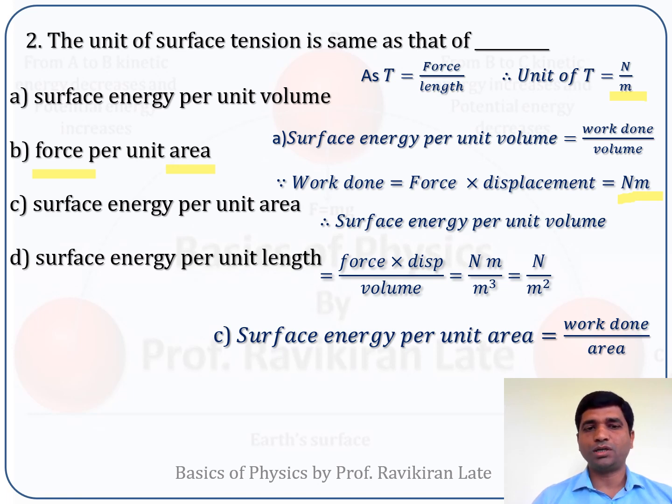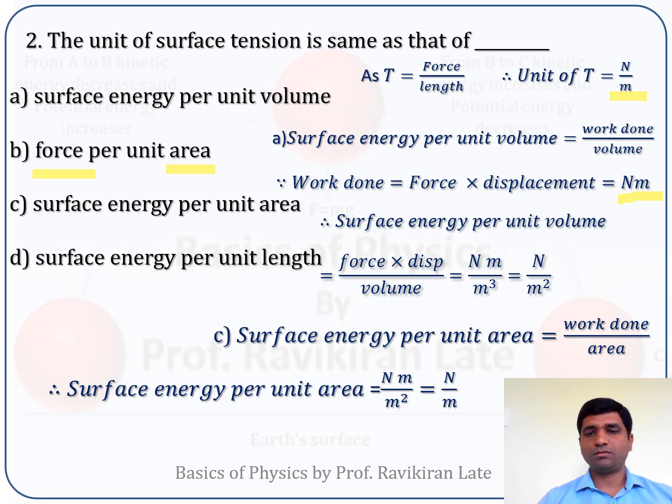Now we'll go to option C, that is surface energy per unit area. Surface energy is nothing but the work done per unit area, so I have to divide it by the area. Now we will try to calculate its unit. Work done is Newton meter, area is in terms of meter square. So this m and this m will cancel each other. So you are getting the quantity Newton per meter for option C.